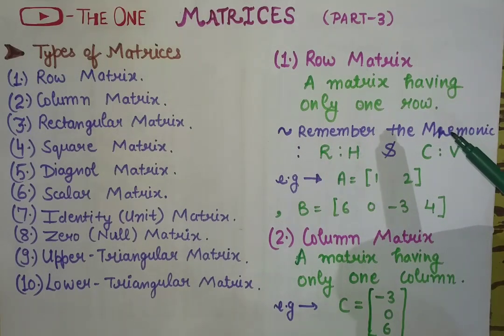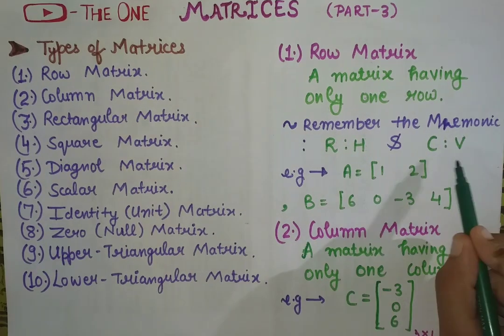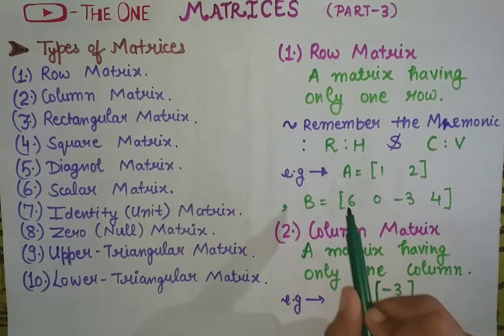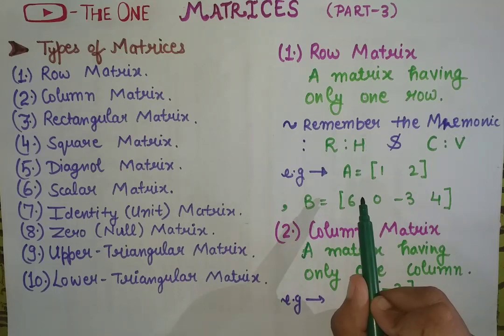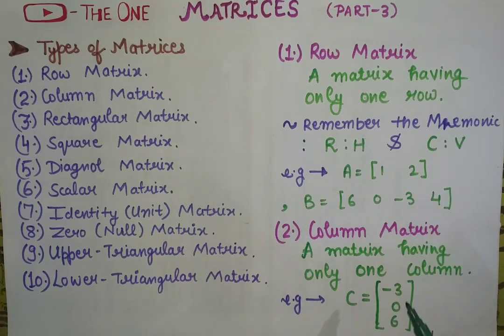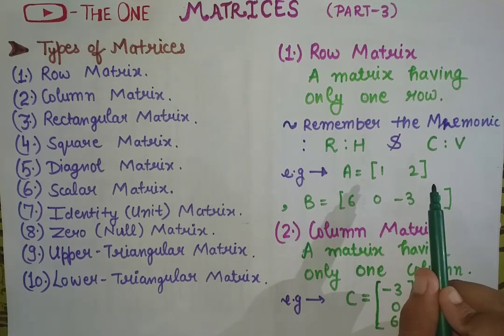A matrix having only one row is known as row matrix. Remember the mnemonic which we have learned in first part: RH and CV. R stands for row and H stands for horizontally. C stands for column, V stands for vertically. Therefore, a row means when we lay some elements horizontally and column means when we lay some elements vertically. This is all about row matrix.